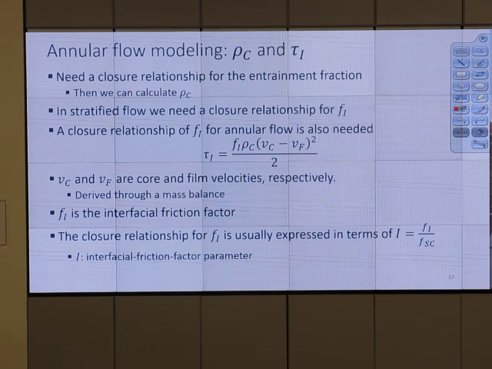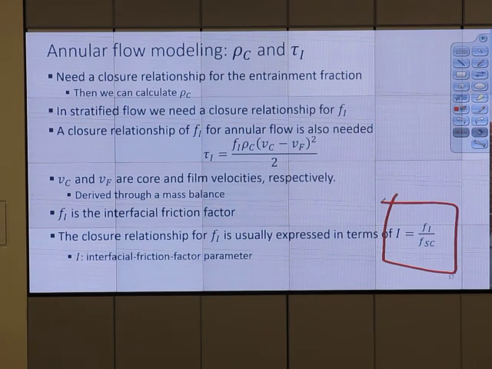In the core part, the parameter that we don't know is f_i. f_i is the interfacial friction factor. They model that by using the concept of I equal to f_i over f_SC. So first calculate the superficial core friction factor, multiply by I, and that gives us f_i.